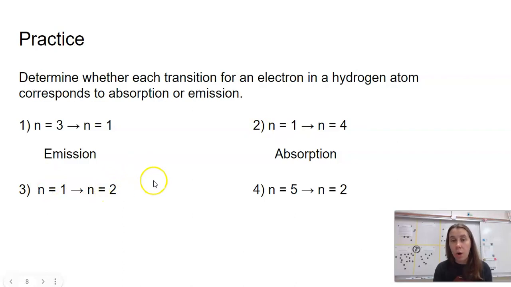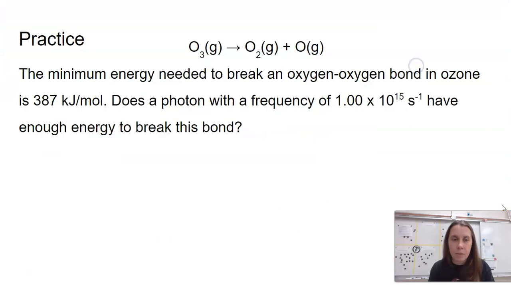Going from 1 to 2, also going up in energy, would be absorption. And if we're going from 5 back down to 2, that would be an example of an emission, because we're going from high to low, and so energy would be released.